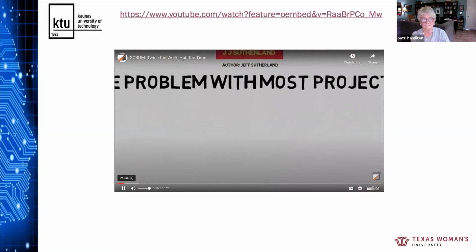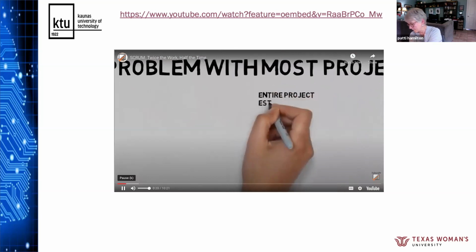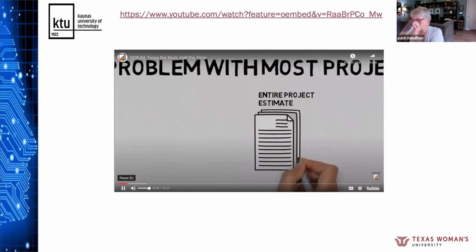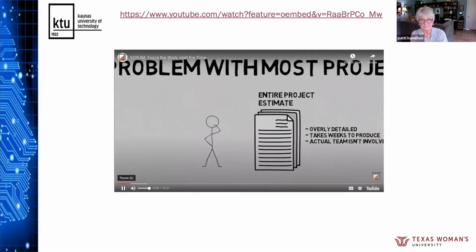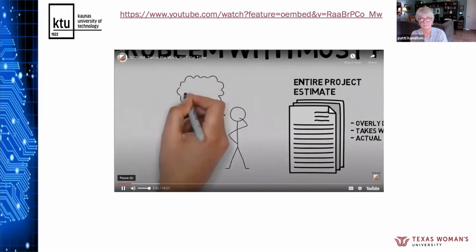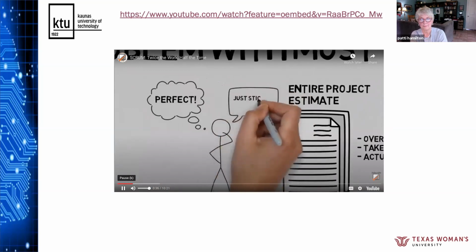The biggest problem with projects is that they try to estimate the entire project in one shot at the beginning of the project. This estimate is overly detailed. It takes weeks to produce, and the actual team who's going to do the work aren't typically involved. Afterwards, management thinks that this plan is perfect. All we need to do for the project to be successful is just stick to the plan.